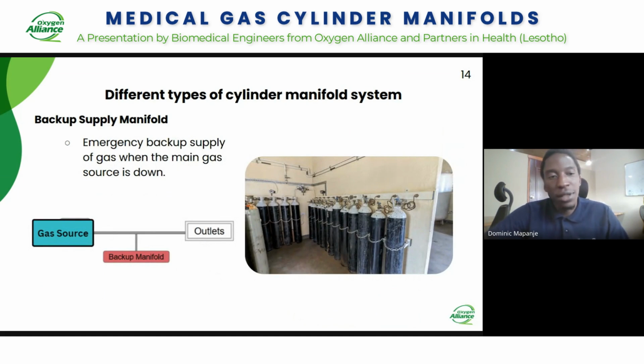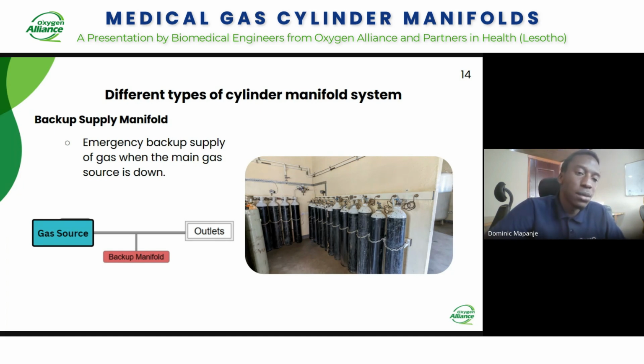And then we have the backup supply manifold. This will be used in case you have a main source, for example, a gas plant or an oxygen plant, and then your oxygen plant is down. What do you do? You need to have a manifold which will be for emergencies. When the main gas plant is down, you'll be supplying using the backup supply manifold.